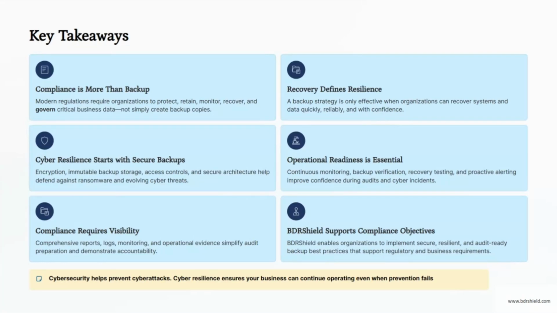So when you're able to manage that, you are literally able to manage your compliance with cyber resilience. Operational readiness is very important. Obviously, continuous monitoring is very important. So you have to have continuous monitoring and proactive alerting to improve confidence during audits and cyber incidents. If an incident is happening, you should have it alerted before, and you should have the next step of action ready to ensure that you are back into the business.